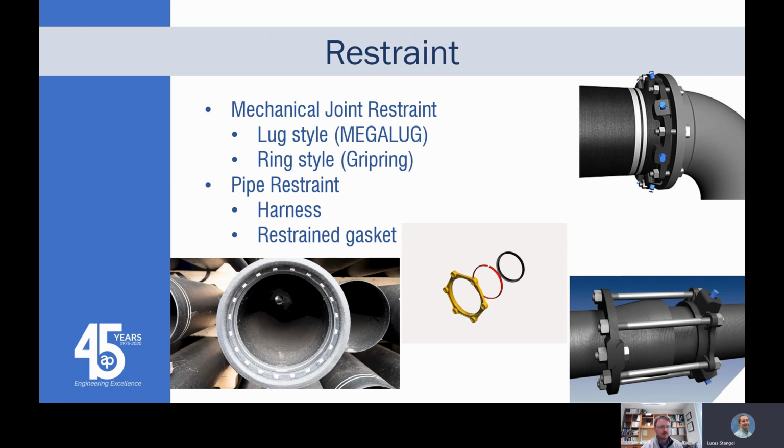Most of the stuff I'm guessing you guys are pretty familiar with. For mechanical joint restraint, you've got your lug style or your mega lug that uses the wedges on the pipe. There's also the ring style that Romac has, the grip ring that we've been seeing more lately, that restrains the pipe and is basically in contact with the pipe's entire circumference, and not just on points. You can also use harnesses, shown on the bottom right, or restrained gaskets like your Field Lock, or I think Piranha is another one, that have little teeth that bite into the pipe.